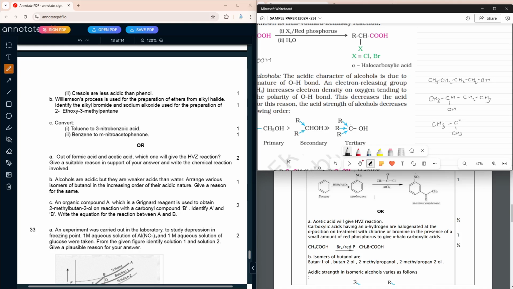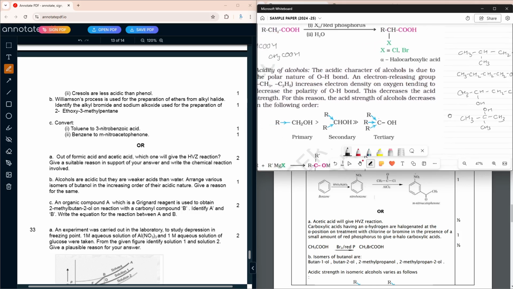So CH3, CH3, OH, and then the last one is going to just have this OH over here. So you are left with CH3, CH, CH3, CH2OH. So we're asked to order the acidity of the alcohols.